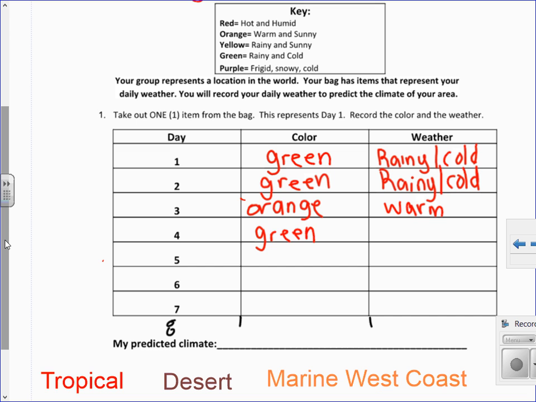Stop right here at day 4. Everyone stop at day 4. Because some people are getting lost in the instructions and it's not that difficult. All you're doing is passing the bag around.